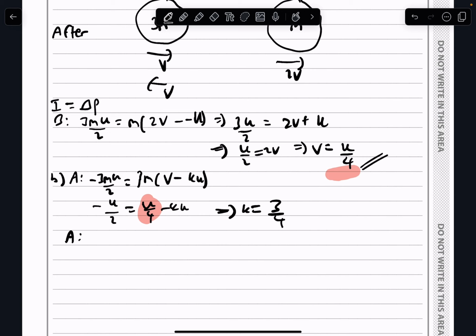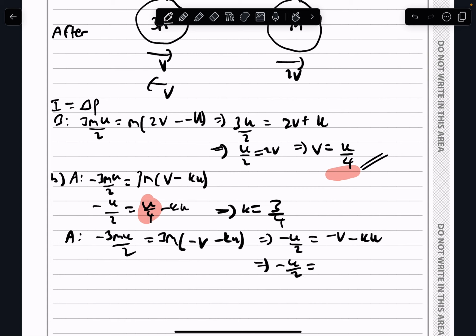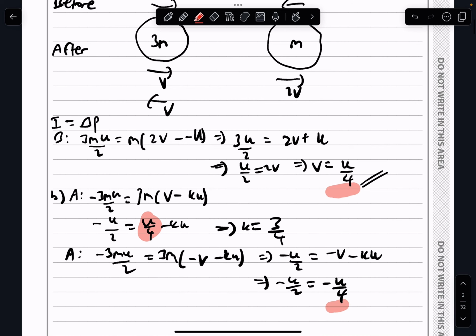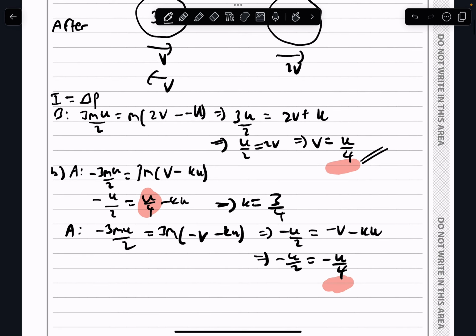Now, A can also be minus 3mu over 2 being equal to 3m times v minus u, which is minus v this time around, minus ku. It can be plus or minus v, right? So we've got minus u over 2 being equal to minus v minus ku. Well, I know what v is because I worked it out not long ago. It's minus u over 2 is equal to minus v, which would be minus u divided by 4. Again, it's the same trick that we used about 5 minutes ago. And then we're going to have the minus ku on the end.